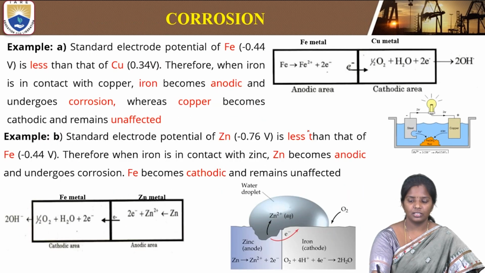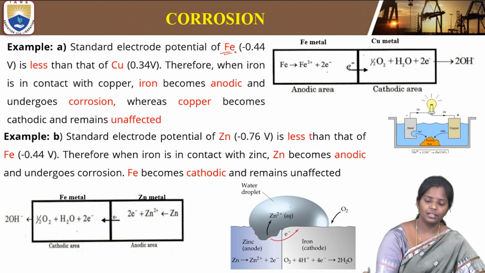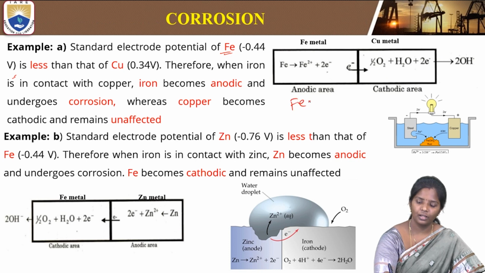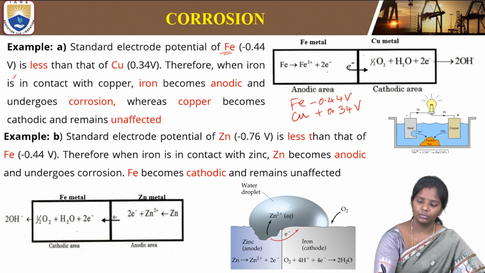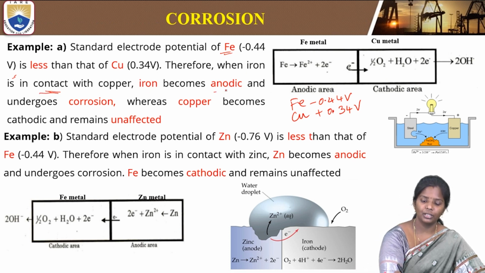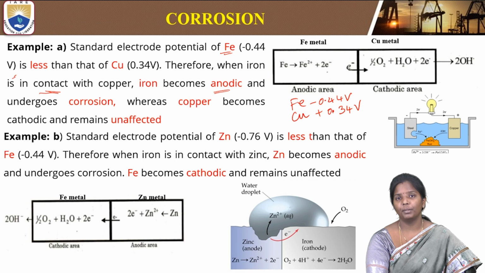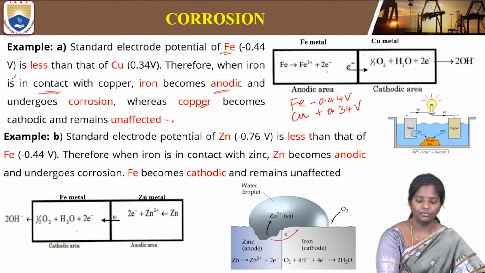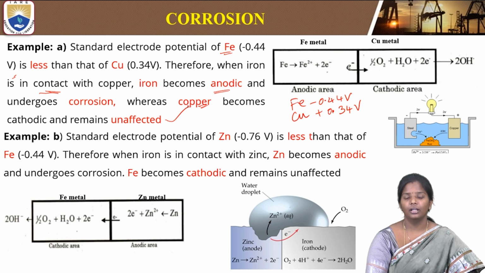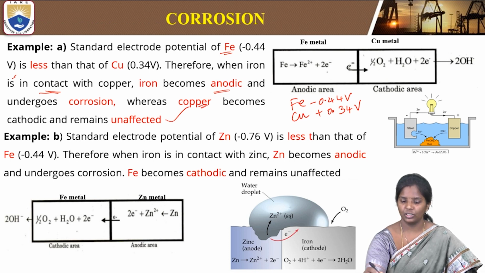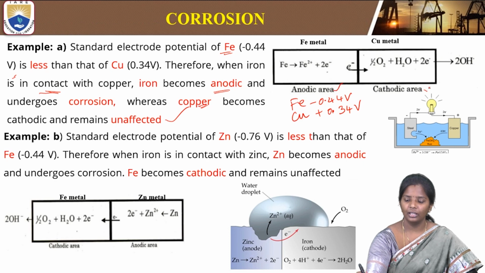As I told, the standard electrode potential of iron is minus 0.44 volt. Then what is it for copper? Copper is plus 0.34 volt. Therefore, when iron comes in contact with copper, iron becomes anodic. Iron becomes the anode and copper becomes the cathode. Copper will be unaffected, whereas iron gets corroded. So these are the reactions at the anodic area and cathodic area.